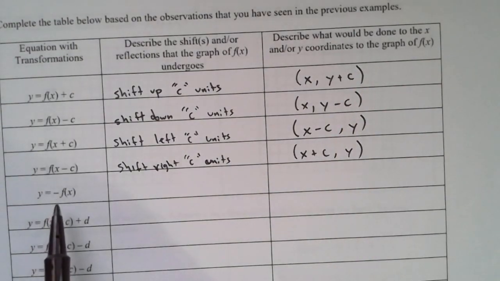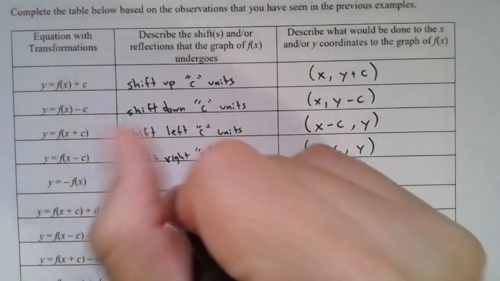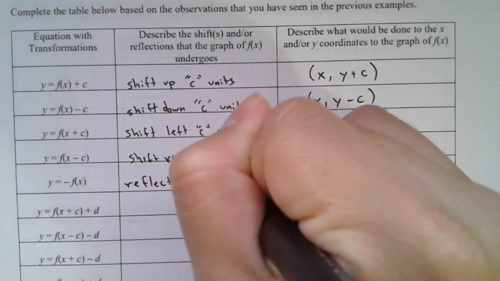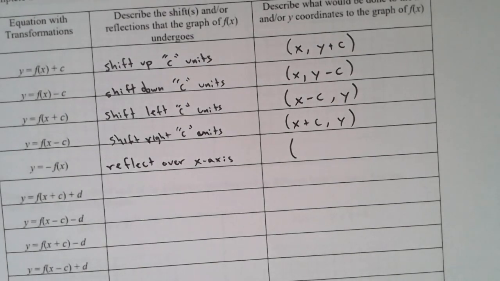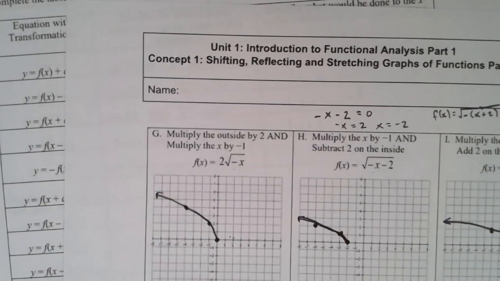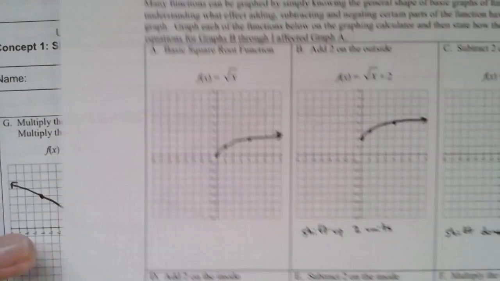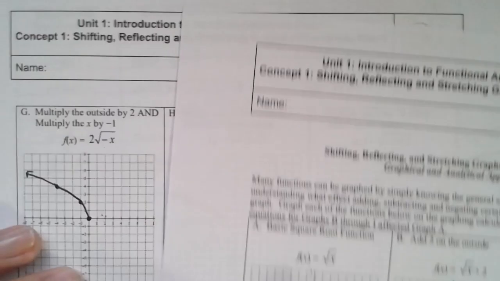Right here you have y equals minus f of x, so the minus is in front of the function. This is where you reflect over the x-axis. What happens when you reflect over the x-axis? Let me bring one up real quick. Actually I'm going to need to bring both of them up. So here's the basic function. Take a look at these points.